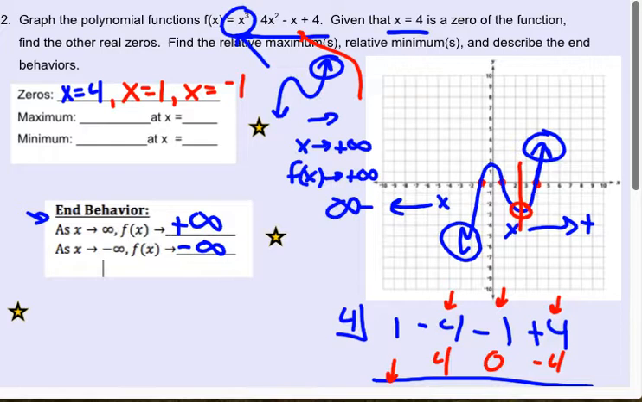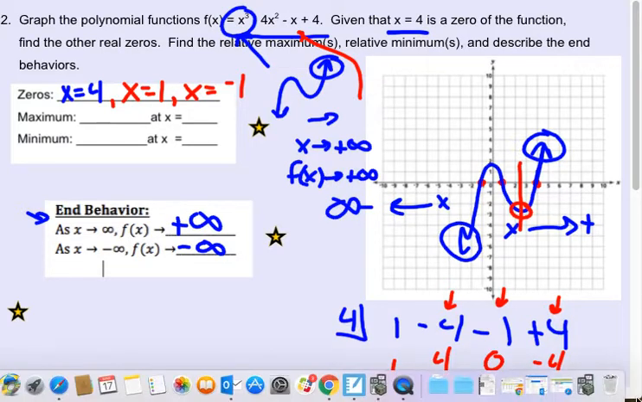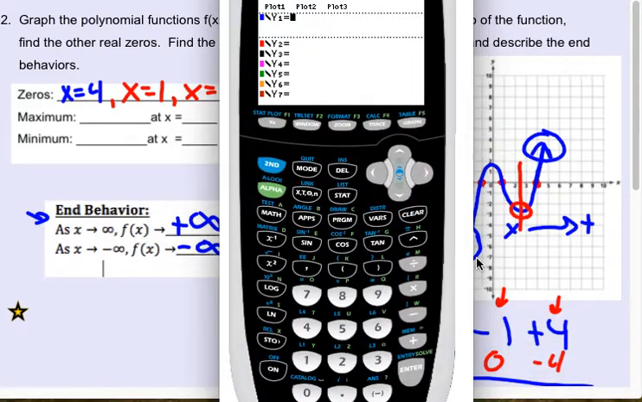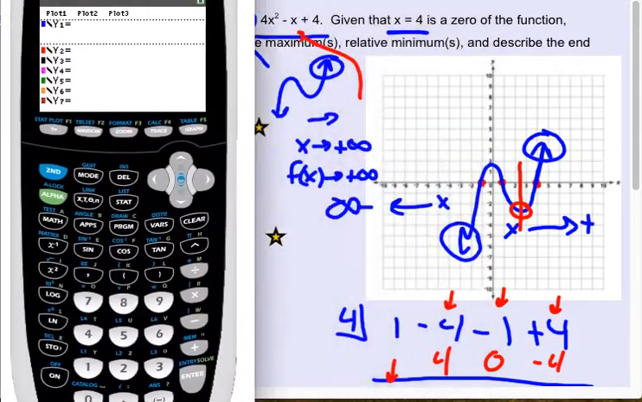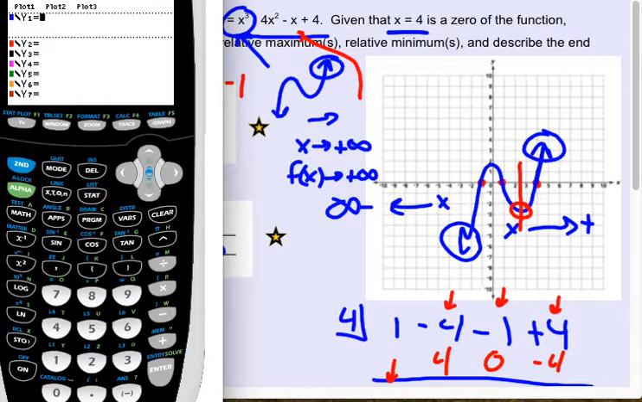I'm going to use the graphing calculator here to find our maximums and minimums. So I'm just going to plug in the function there. I go to y equals, it's already at y equals, x caret cubed, and then arrow over, minus 4x caret squared, minus x and plus 4.